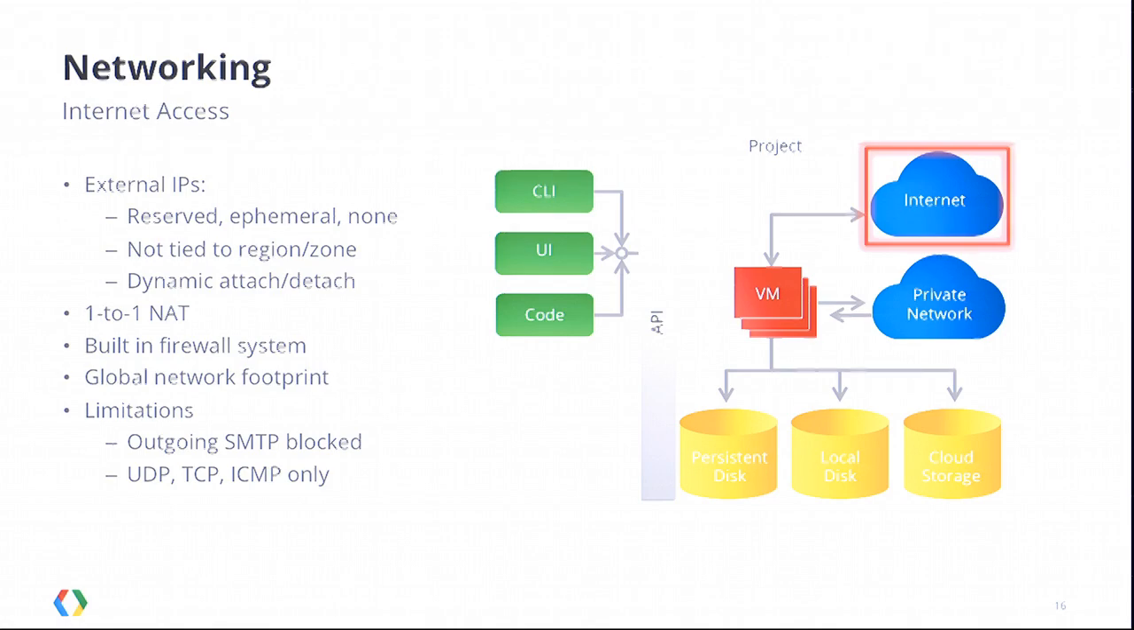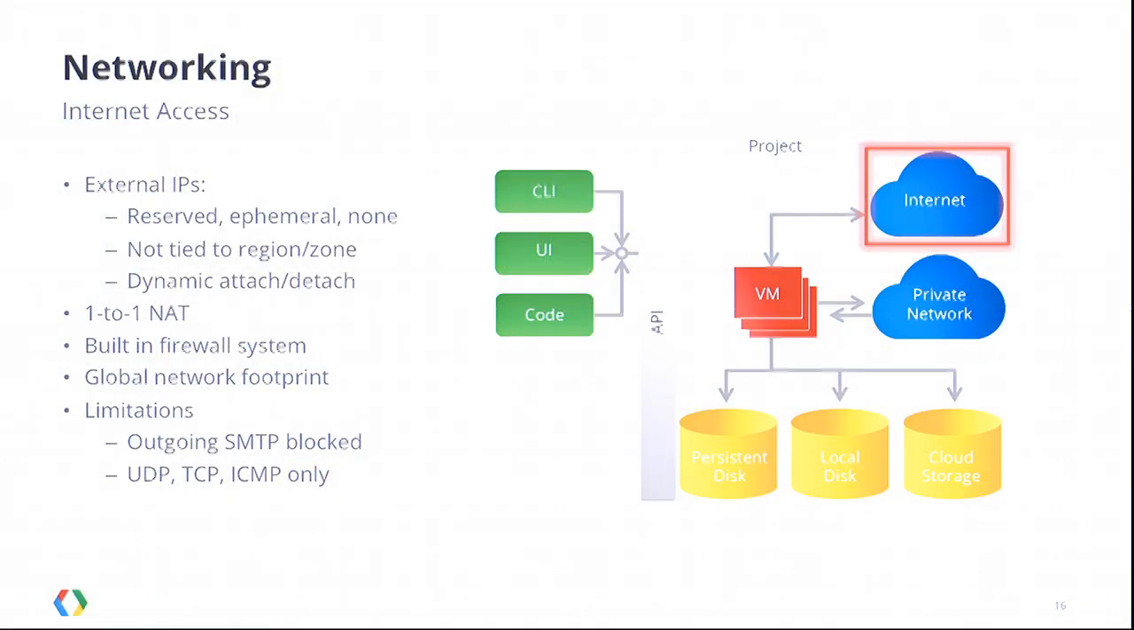These external IP addresses, similar to the global footprint of our virtual networks, float between regions also. So you can detach an IP address from a VM running in one region and reattach it to another VM running in a different region that may be hundreds or thousands of miles away. And Google automatically takes care of making sure that the traffic gets to the right destination.